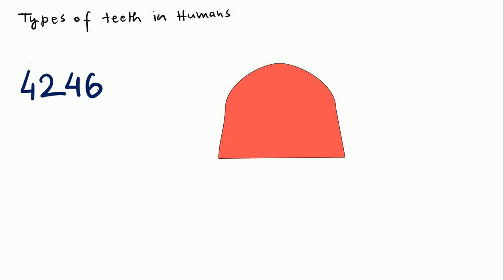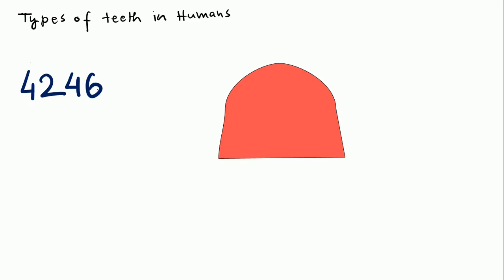So we have already studied the types of teeth on the basis of the age in which they are present. Apart from this, the permanent teeth are divided into 4 categories, and we have to remember this formula, that is 4 2 4 6. So if I draw a basic diagram of the teeth, this is our jaw, the lower jaw, and we are getting the top view of that.